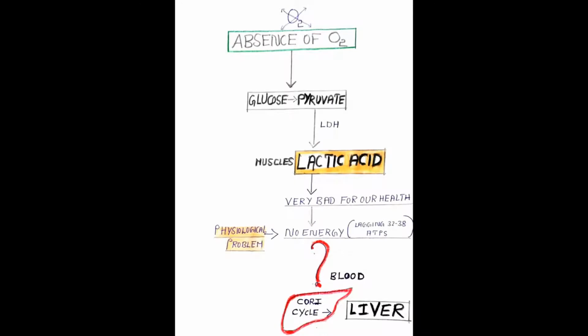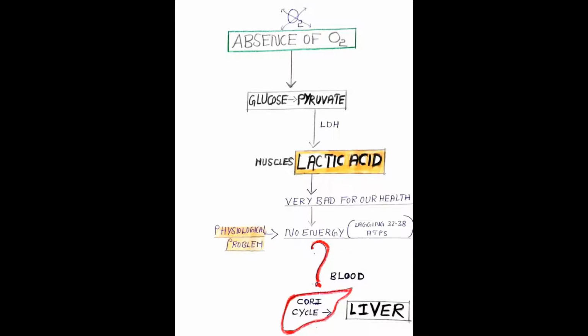So absence of oxygen creates energy depletion. Intense muscular activities like jogging, running, brisk walk, or heavy weightlifting deplete oxygen in muscle. If there is no oxygen, the problem starts. In the absence of oxygen in muscle tissue, glucose is converted to pyruvate. The first initial step is the same: glucose, pyruvate, done.